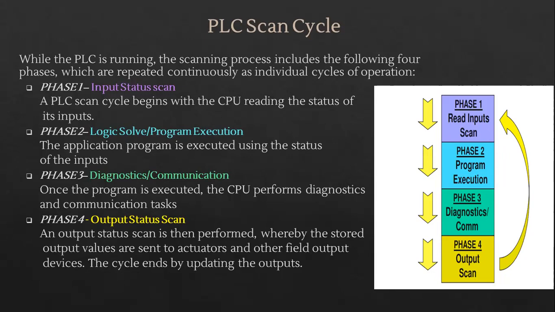And the third step, diagnostic communication. Once the program is executed, the CPU performs diagnostic and communication tasks, to be able to communicate to the output devices. And phase 4, output status scan. An output status scan is then performed, whereby the stored output values are sent to actuators and other field output devices. An actuator is one form of output device, as we had seen. The cycle ends by updating the outputs. Once you have given the outputs, you have updated what is to be done.